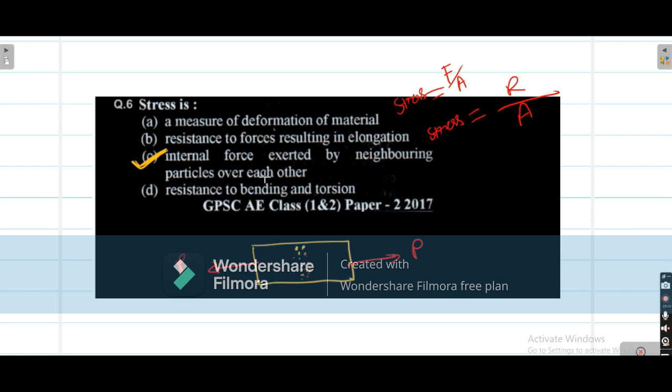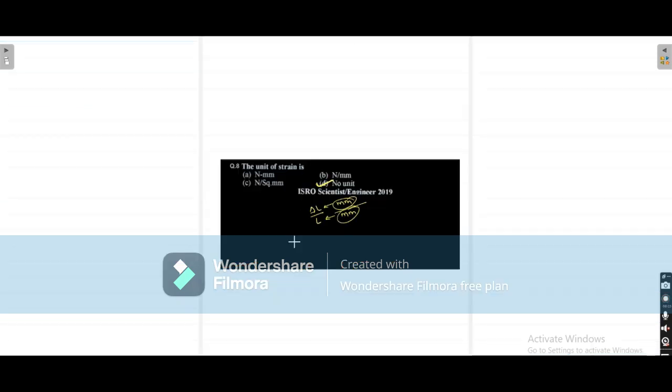So here the word internal is there, option C: internal force exerted by neighboring particles over each other. Because of the force, the neighboring particles experience some internal force, right? Similarly, if we extend this, ultimately the body exerts internal force because of the external force. So option C will be the correct answer. This question was asked in the Gujarat Public Service Commission. Next question.